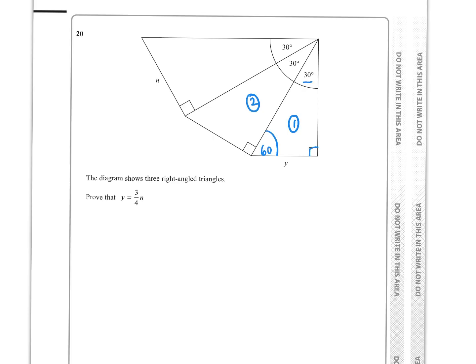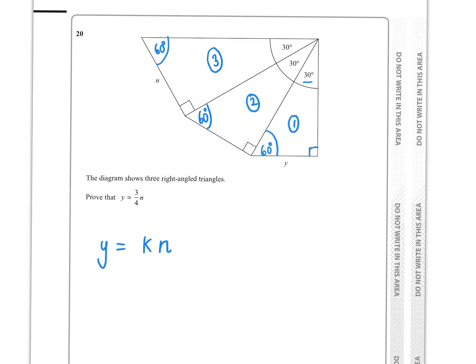So that means the first one and the third one must be similar, which means that the value y, hasn't that got to be the same as n with a scale factor of enlargement? We've just got to find the value of k in this case. So let's have a look. Let's call this triangle 3. Now, these are all 60 degrees.